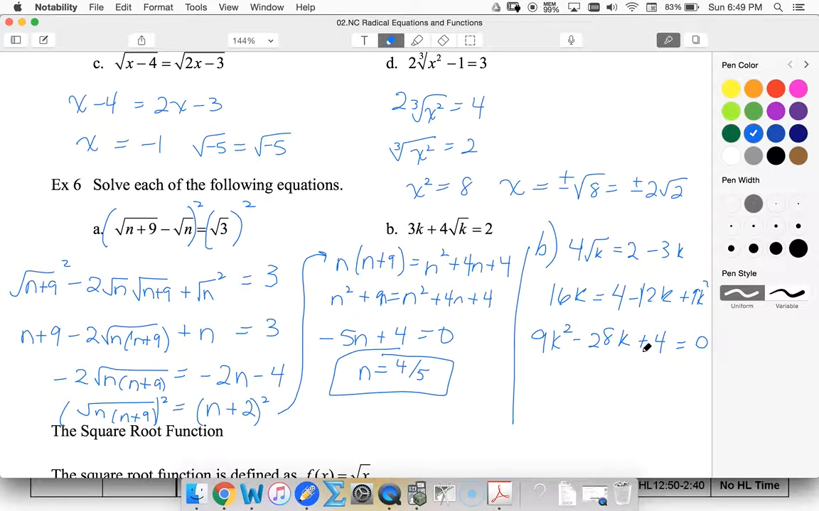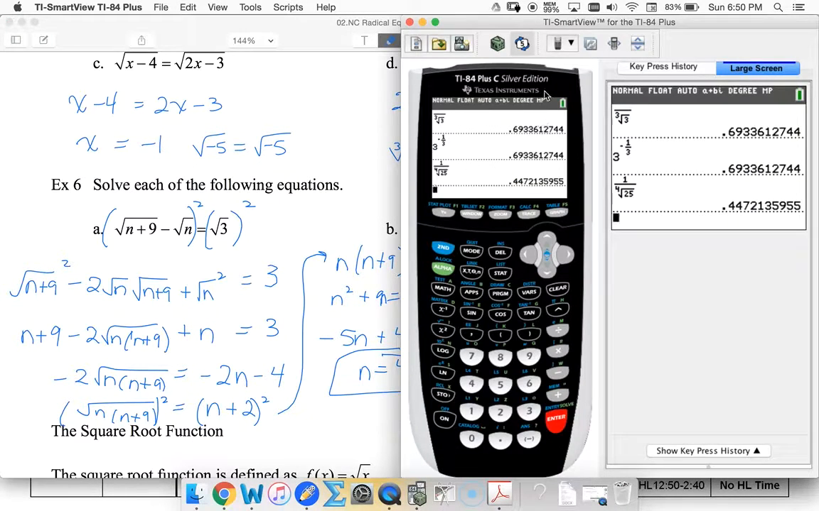So let's think if I can end up with 28 in any way. I don't think that I can, so I'm going to use the quadratic formula. k is equal to 28 over 18 plus or minus square root. I have no idea what that's going to turn into. Let's come into my calculator.